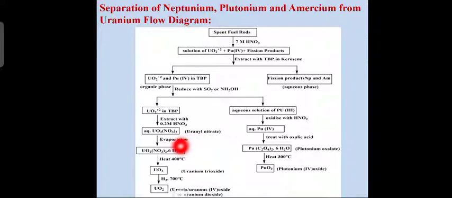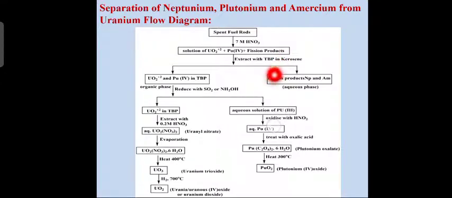This uranyl nitrate on evaporation gives UO2(NO3)2·6H2O. This is the product formed on evaporation. You heat it to 400 degrees Celsius and you get uranium trioxide, UO3. On heating in the presence of hydrogen at 700 degrees Celsius, uranium dioxide is obtained. Uranium trioxide is converted into uranium dioxide, that means uranium in the 4th oxidation state.